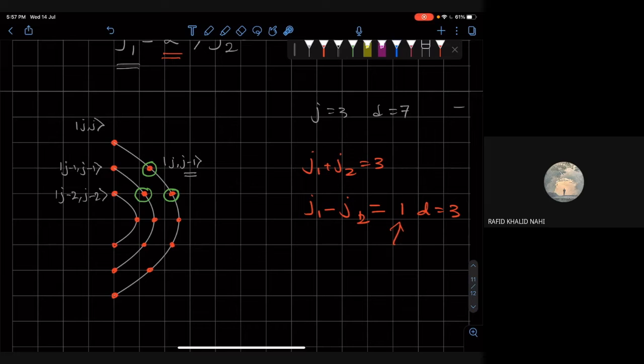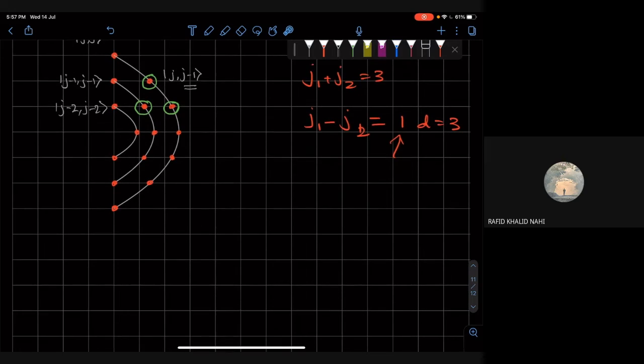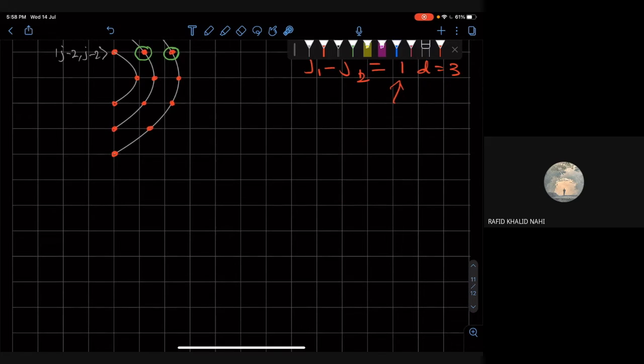If they're anti-parallel, then they will form a system whose total angular momentum is 1, and there are 3 states here. Okay. Now what I'm going to show is that they all add up to the right thing. Okay, so what do I mean by that?